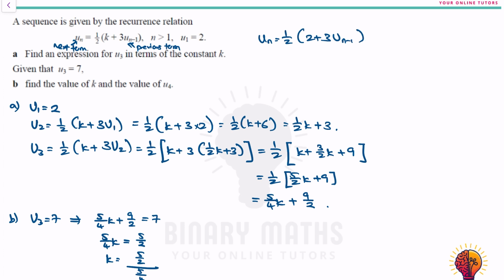Okay, so u4, which means if we want to find u4, we need to first find u3. u3 will be equal to 5 over 4 times 2 plus 9 over 2. If you put that into your calculator, you end up getting 7. So u3 is 7. To find u4, I have to do half times 2 plus 3 times the previous term, which is 7. So that will be 21 plus 2 over 2, which is 23 over 2. So u4 will be equal to 23 over 2.